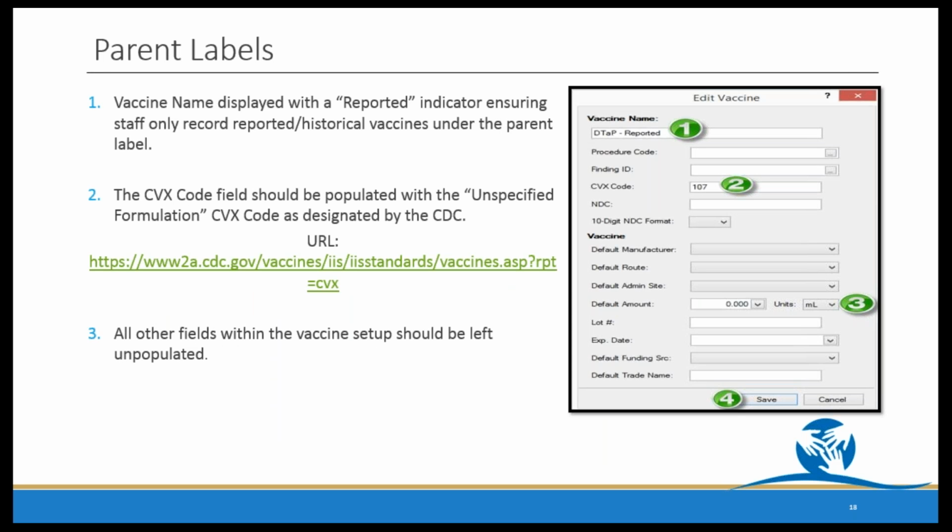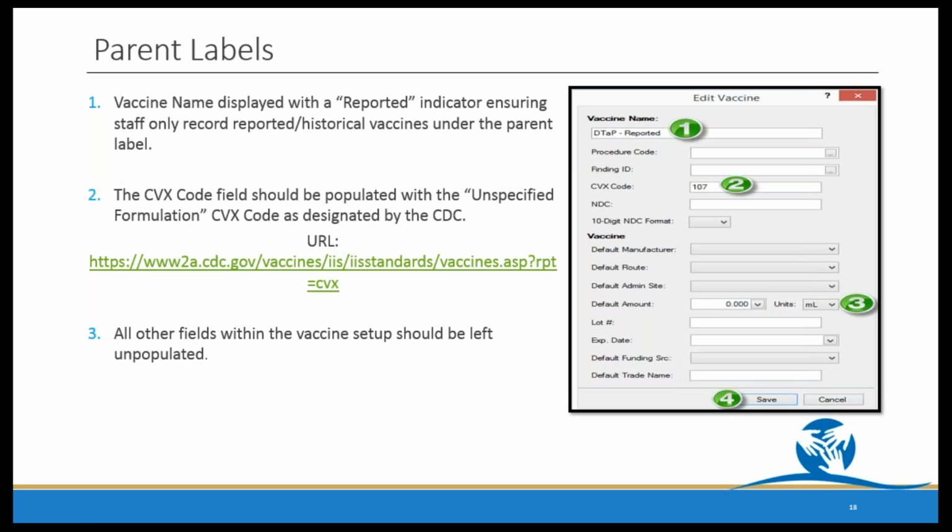So the parent label, how you're actually going to go through and create these parent labels is you're going to go to EHR, go to Setup, Immunizations, and then Vaccines. Again, you will need security to actually go in and make any changes to your immunization schedule. So we'll work with the DTaP.